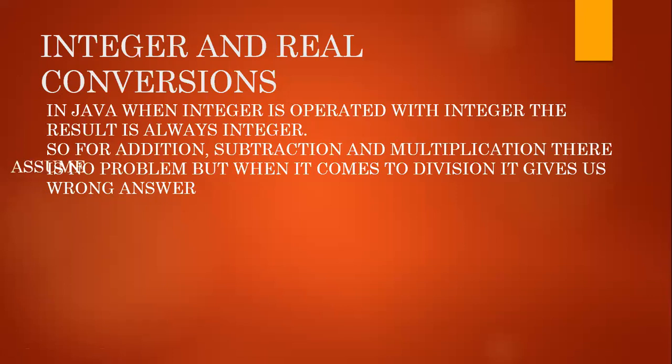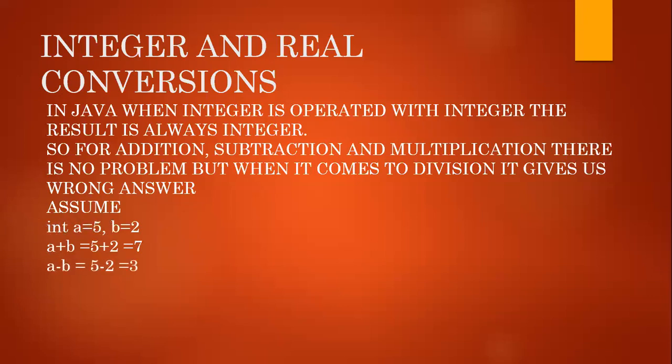How? Let me explain. Assume that we have integer a as 5 and b as 2. What's the value of a? 5. b? 2. And both are integers. Remember, they are not double. Now, if I write a plus b, what is the answer? 5 plus 2 is 7. And if you check the data type of 7, it is an integer. So integer plus integer gives an integer.